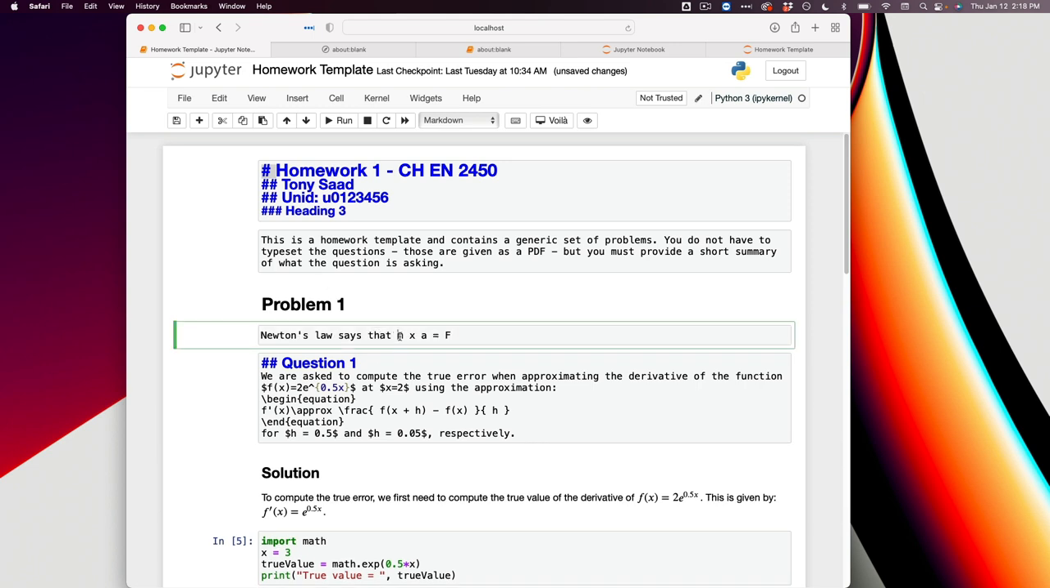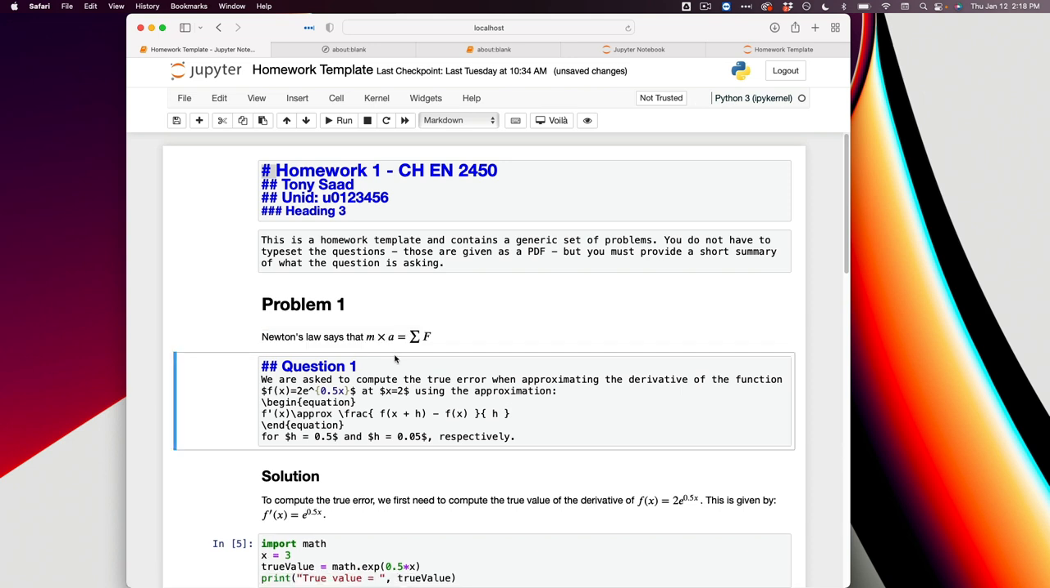Okay, now imagine you go and do this instead. You're going to put a dollar sign. A dollar sign means this is a LaTeX equation. Okay, and I type M times A equals summation of forces. Now look how beautiful that is. This is math. Okay, now how did I do this? I used the LaTeX language. LaTeX is a language developed by Donald Knuth, okay? It's a beautiful language. It produces beautiful text, especially beautiful mathematics, okay? Now, it's going to take some time. You see here, begin equation, F prime, backslash approx, backslash frac. It's a language, okay? And I don't expect you to know it. It takes time to learn it, okay?